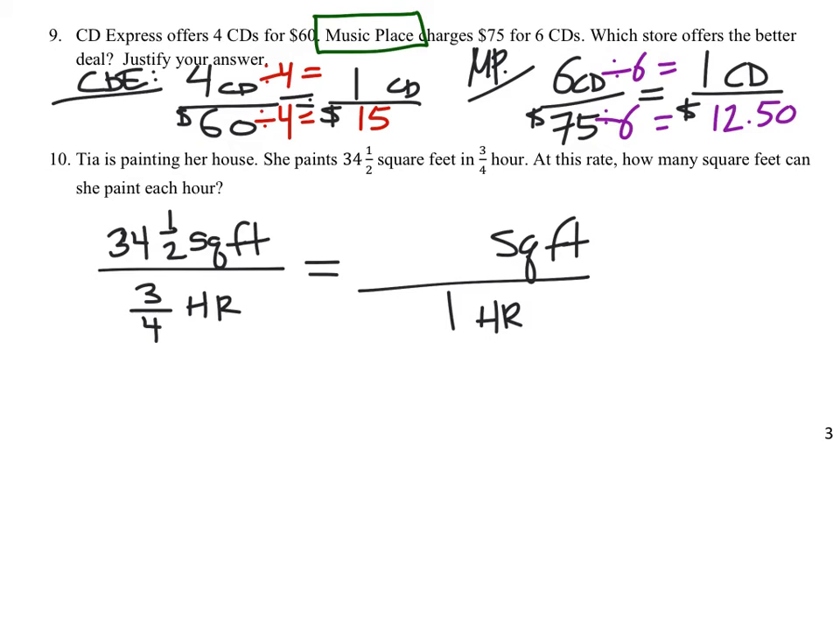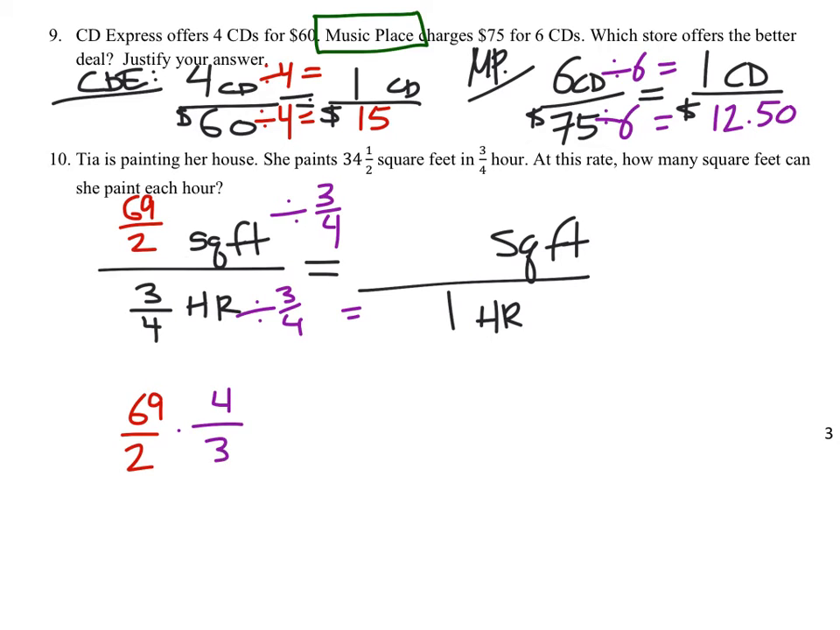But the problem is we've got a mixed number up in there. So we need to change that into an improper fraction. So 69 halves square feet per 3/4 of an hour, but the same idea on it. We'll divide both of them by 3/4 to get the 1 hour. But the problem is we don't divide fractions. We only multiply them, so we'll multiply this by 4/3 instead. And simplifying these, the 2 and the 4 simplify, and then also the 3 and the 69 would be 23. So it looks like it would be 46 square feet every 1 hour.